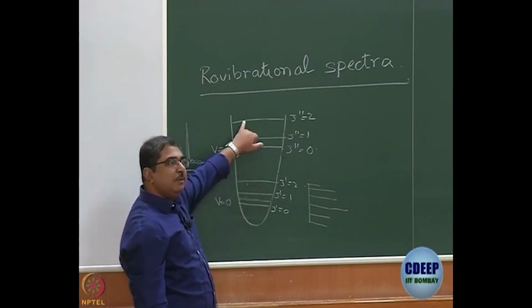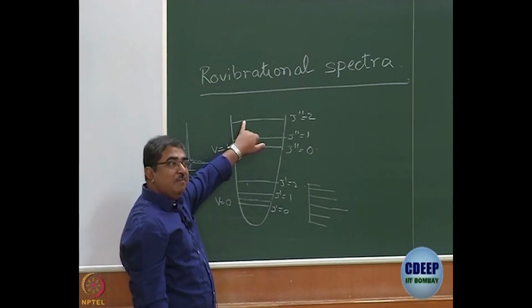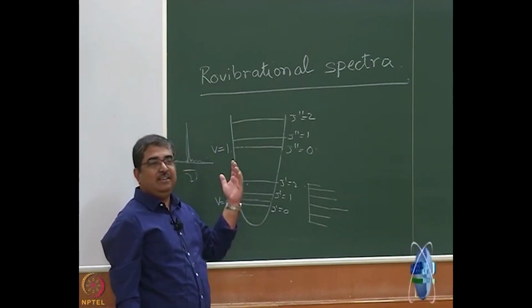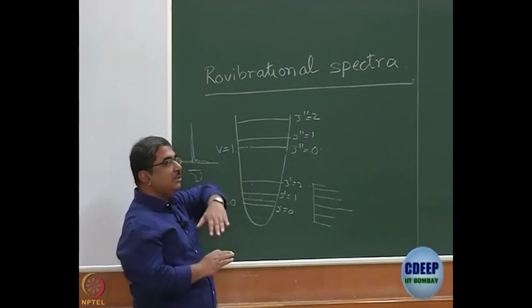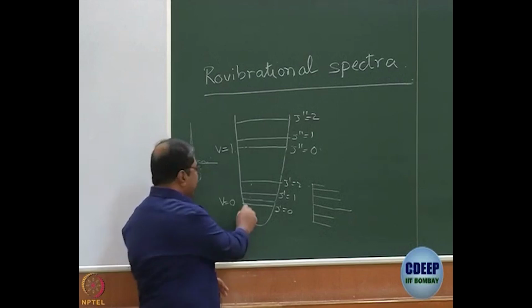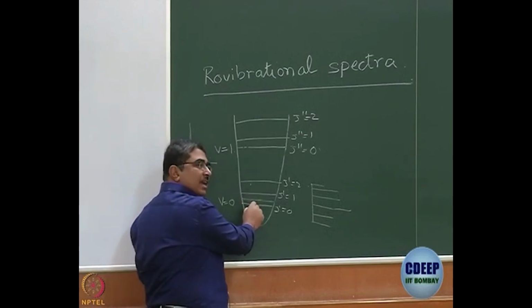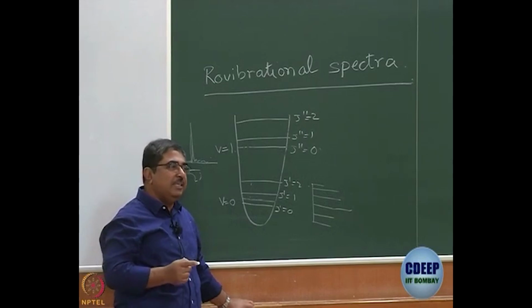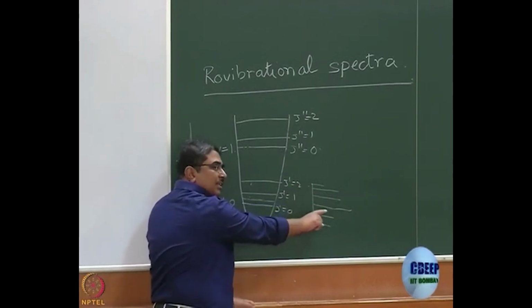What about this level? Is it populated at room temperature? No, because this J level is associated with a higher vibrational level, right? So, because it is associated with a higher vibrational level, there is no population here. But then here, since all these are populated and it is not J dash equal to 0, that is a maximum population, there is a population distribution like this.